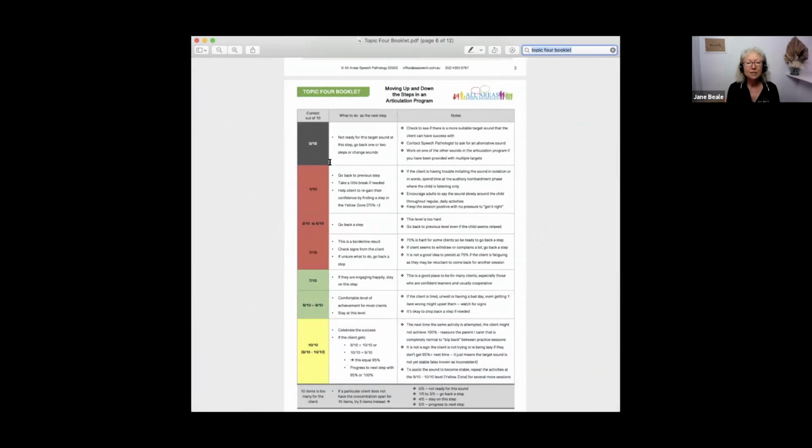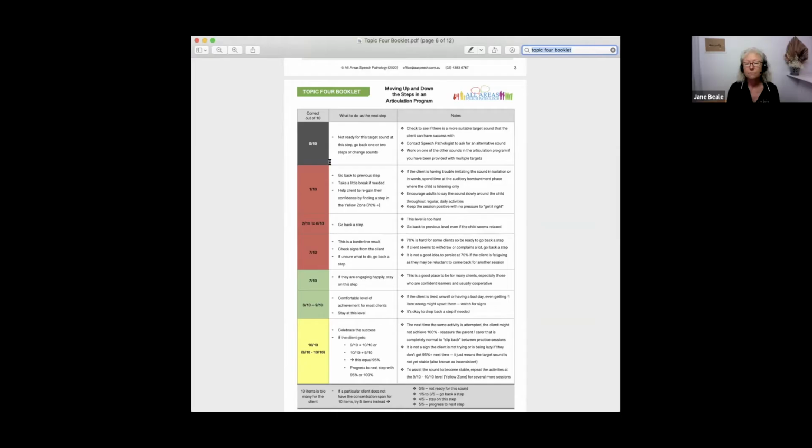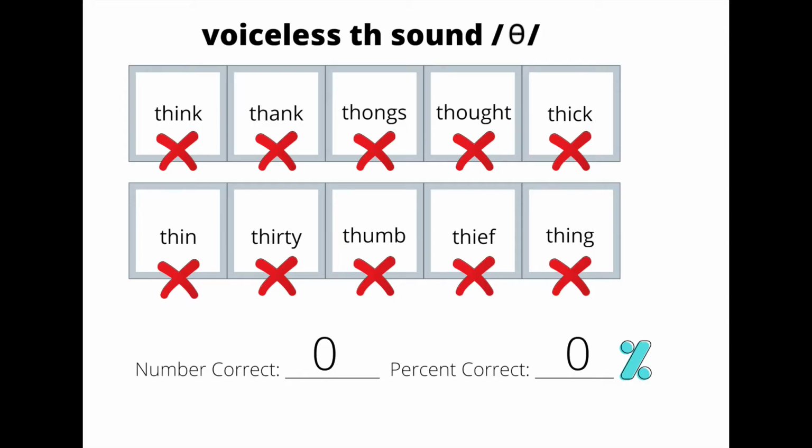So if you have 10 target words, let's say it's the TH sound, the voiceless at the start of words. So you've got think and thank and thongs and thought. You're going to ask your client to say those 10 words. And if they get none of them right, I imagine the client's going to be sitting there going, okay, because what sort of feedback would you have given them? You can't have been going, great, excellent, good. You'll have to be going, okay, or good try, or try your tongue.